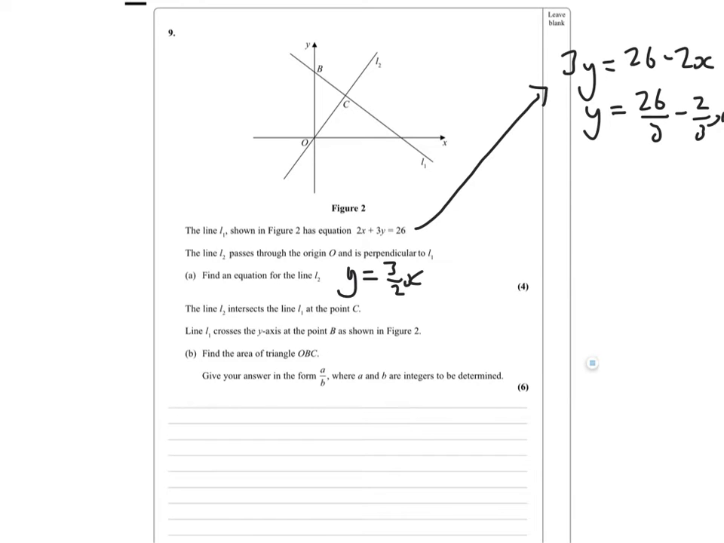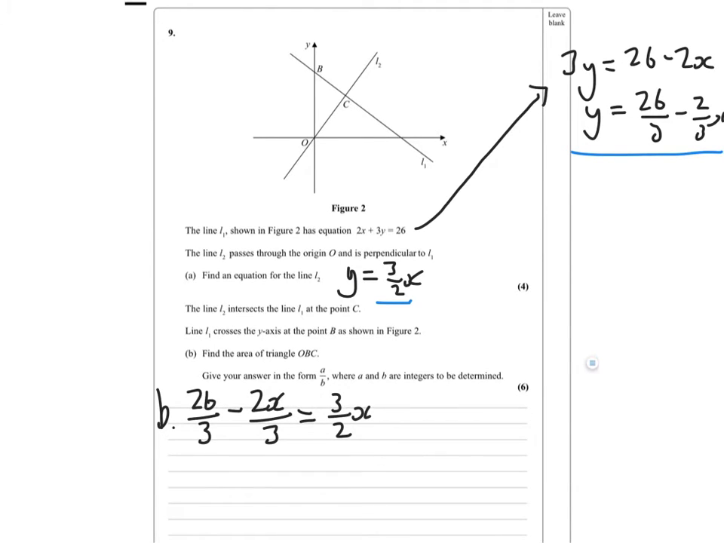So first thing I would do would be to make each one of these equal. My writing up here is terrible, but I'm going to make that equal to that. So for part B, first thing I do is say 26 over 3 minus 2x over 3 equals 3 over 2 x, and this will find the intersection, and that will give me the height of the triangle.